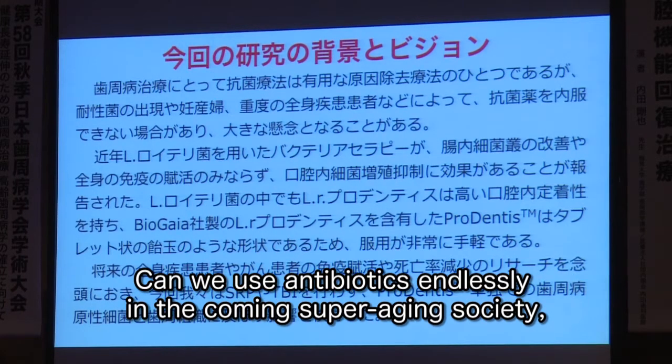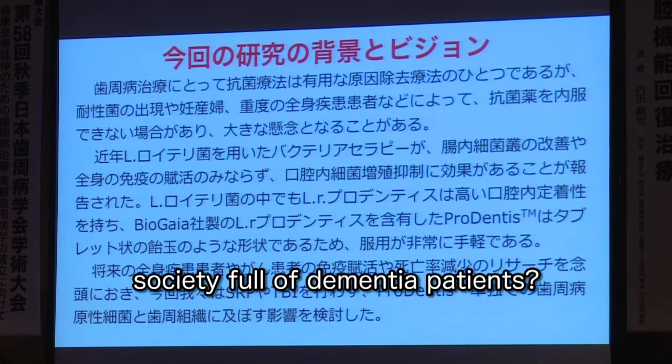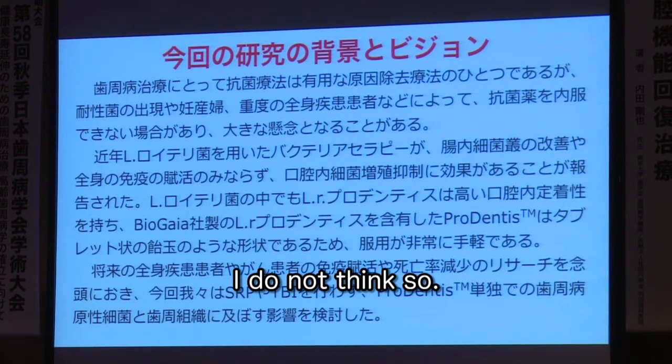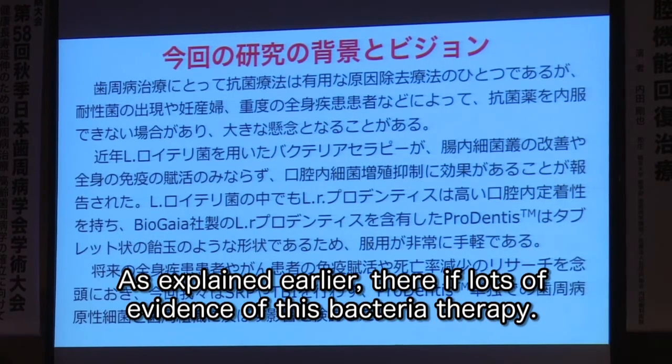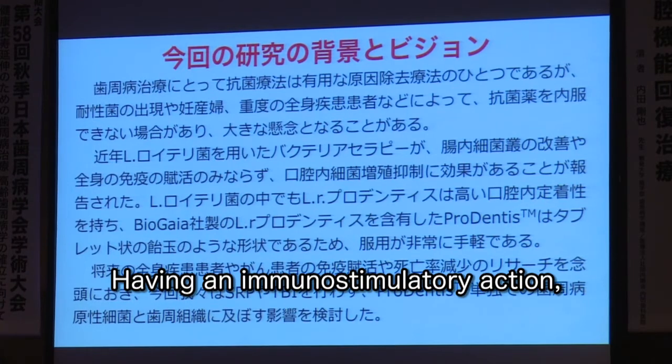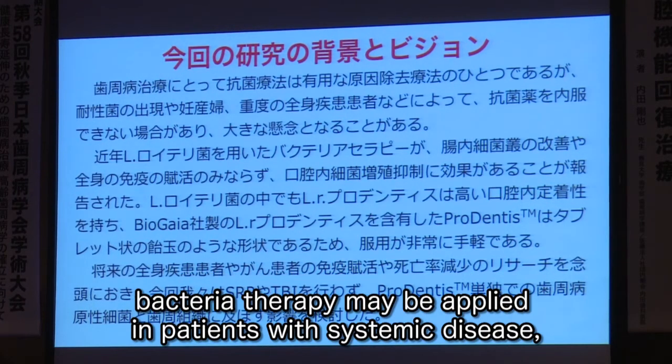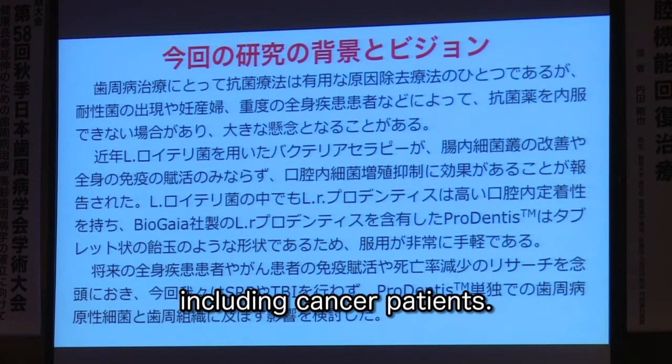It is reported that people with dementia have 4 systemic diseases on average. Can we use antibiotics endlessly in the coming super-aging society full of dementia patients? I do not think so. As explained earlier, there is lots of evidence of this bacteria therapy. Having an immunostimulatory action, bacteria therapy may be applied in patients with systemic disease, including cancer patients.